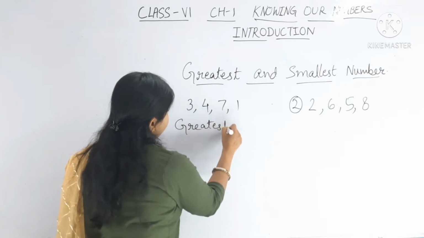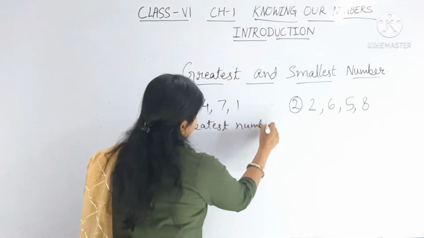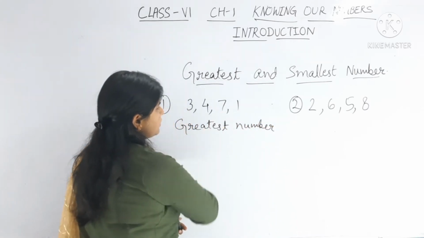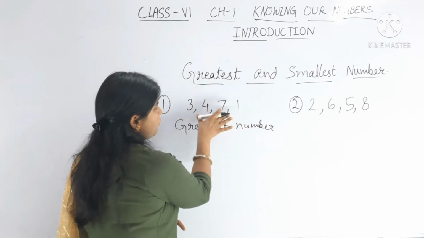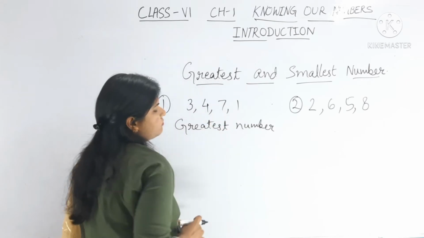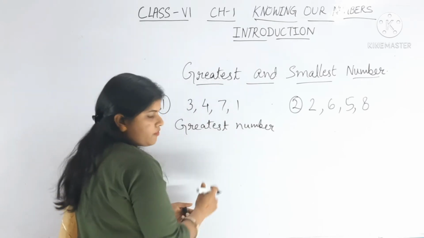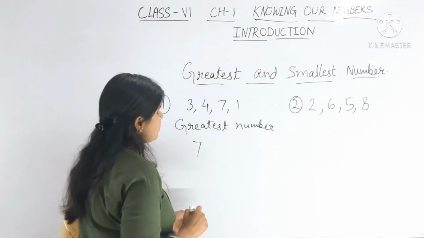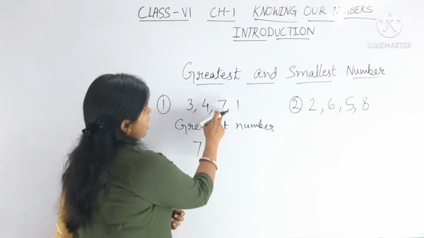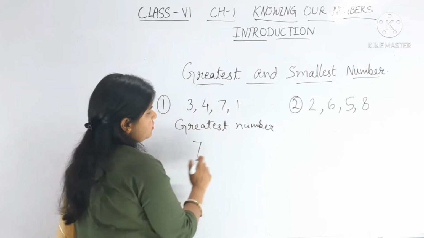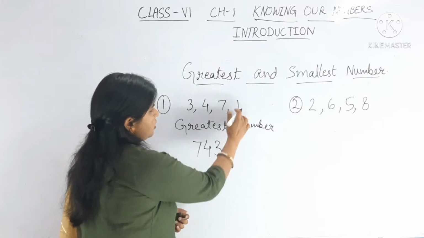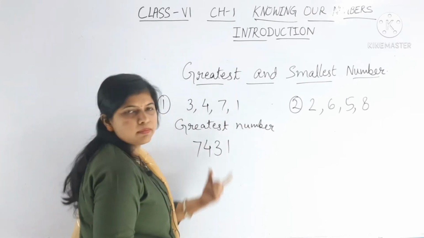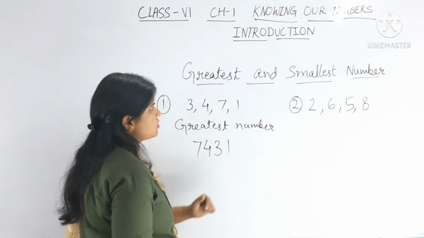For the greatest number, you have to move in descending order. How do you write the descending number? From the largest number from these digits. Which is the largest number? That is 7. So I am writing 7. Then after 7, which is the largest number? That is 4. Then after that 3. Then 1. So this will be the greatest number from these digits.